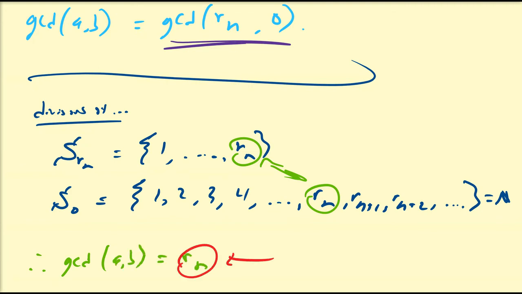where Rn is the last non-zero remainder of the Euclidean algorithm, right? And that completes the proof of this Euclidean algorithm, that it does generate the greatest common divisor between two integers a and b.